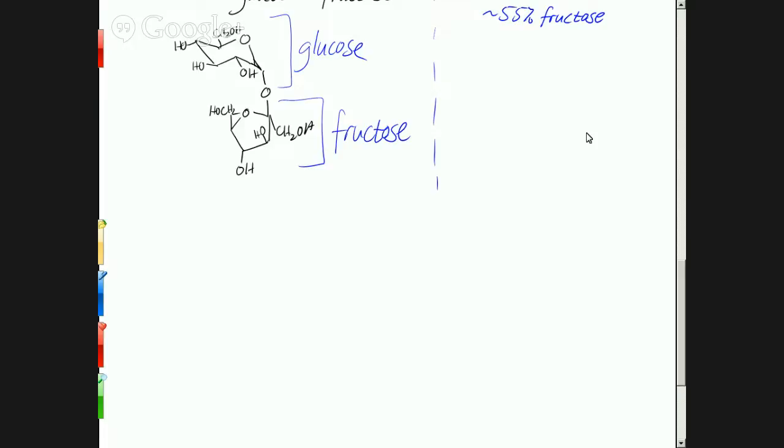So I just realized that this actually has structures. I forgot a different book.